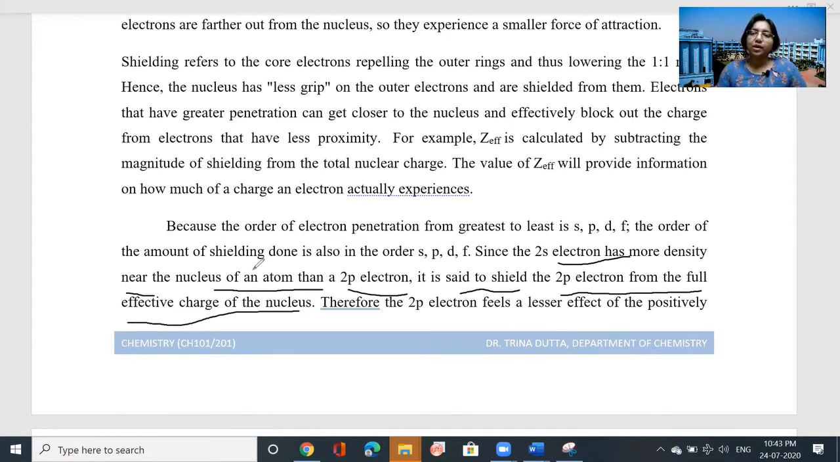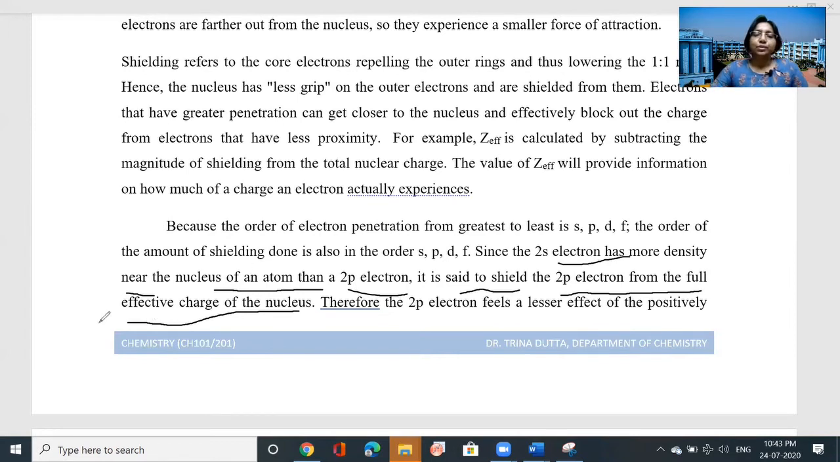So you have seen the order of the shielding effect, which is also the order of the penetration effect. When we move from 2s to 2p, of course 1s has more penetration effect, and if we take the same shell, then 2s has more penetration effect than 2p.